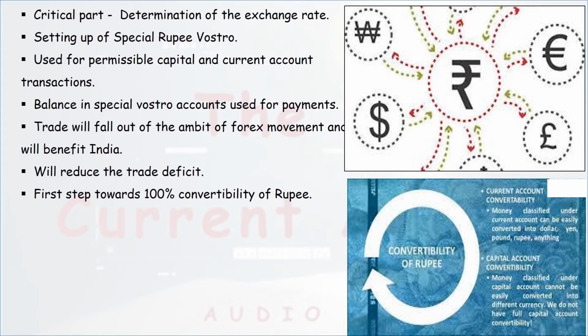The government also needs to clarify the export benefits of such exports in rupee, which were earlier granted only for export payments received in foreign currency.